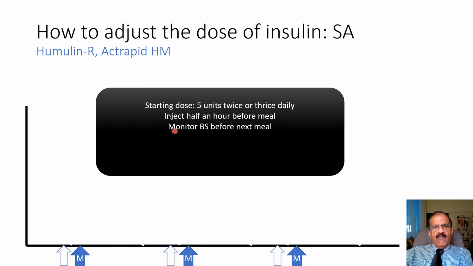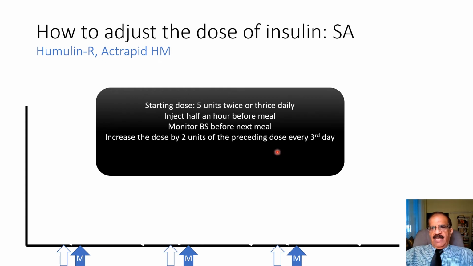So when we want to adjust the pre-breakfast insulin, we do it based on the pre-lunch sugar. Increase the dose by 2 units of the preceding dose of insulin every 3 days. Now let me explain this again. Suppose you injected 5 units before breakfast, and on 3 consecutive days you notice that blood sugar before lunch was like 180, 190, 200. That is much higher than what you expect. So after 3 days you increase the morning dose by 2 units, from 5 to 7, like this.